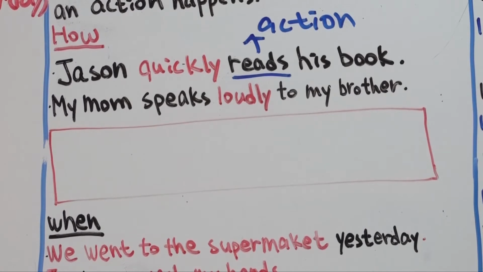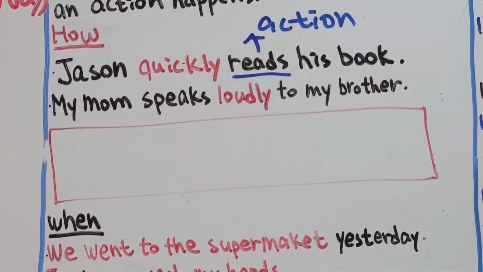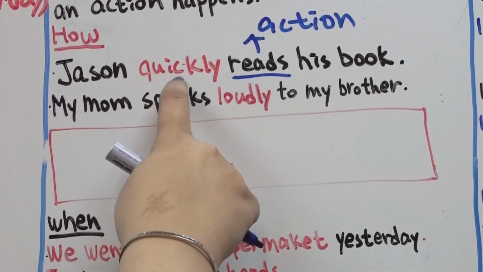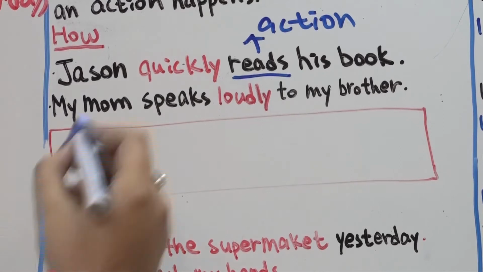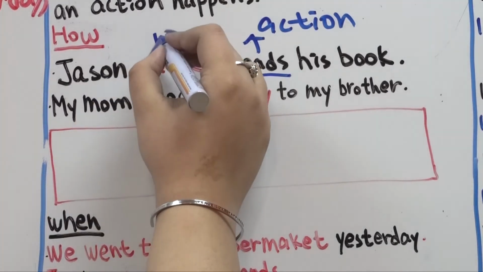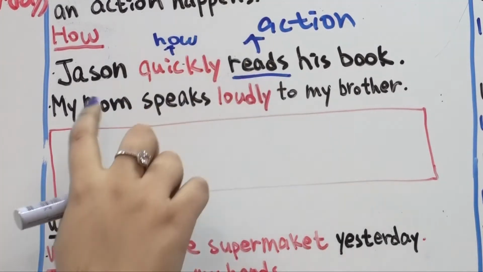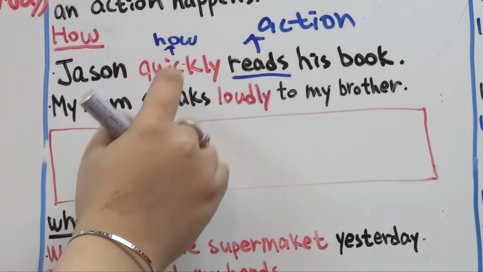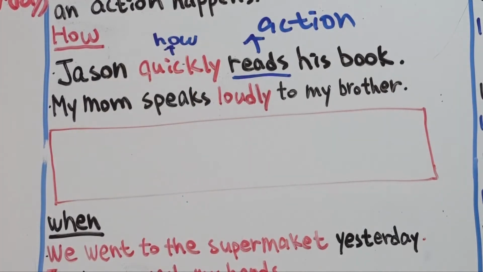Which word here is describing how this action happens? That should be, it's in front of you, quickly. It tells us how he reads his book, right? How he reads his book. The answer is quickly. So quickly is the adverb.